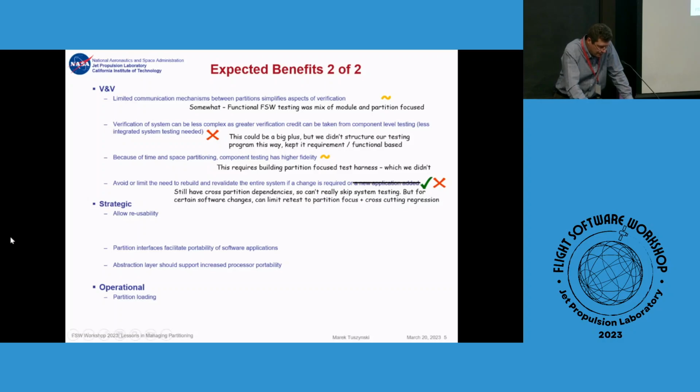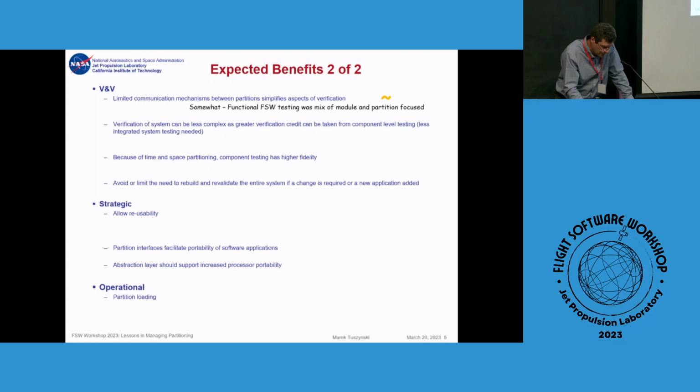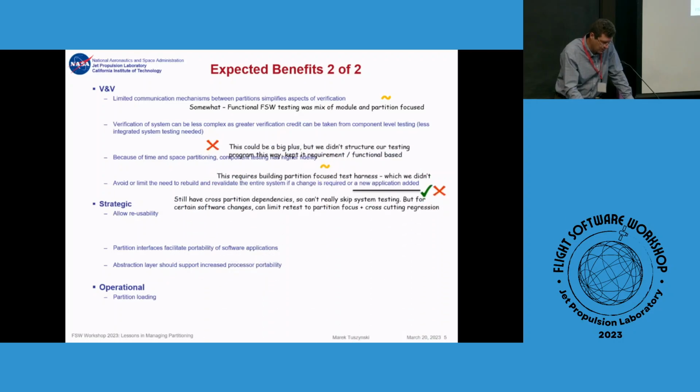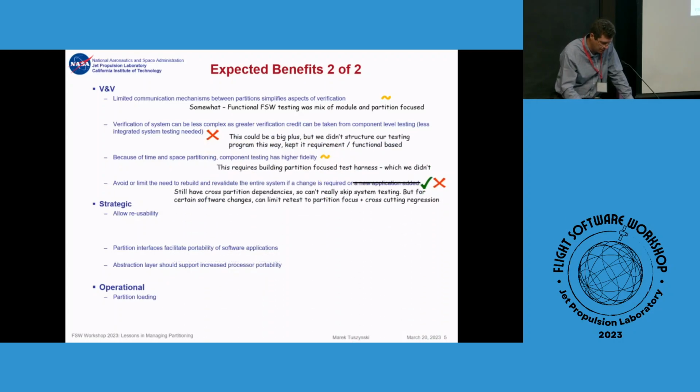Component testing has higher fidelity. Yes, again, it requires building a partition-focused test harness. Avoid or limit the need to rebuild and reevaluate the entire system if you're just changing one partition. So the idea on that last sub-bullet is, can you isolate your retest to only the partition that had changes? Yes and no. So that's sort of both, right?